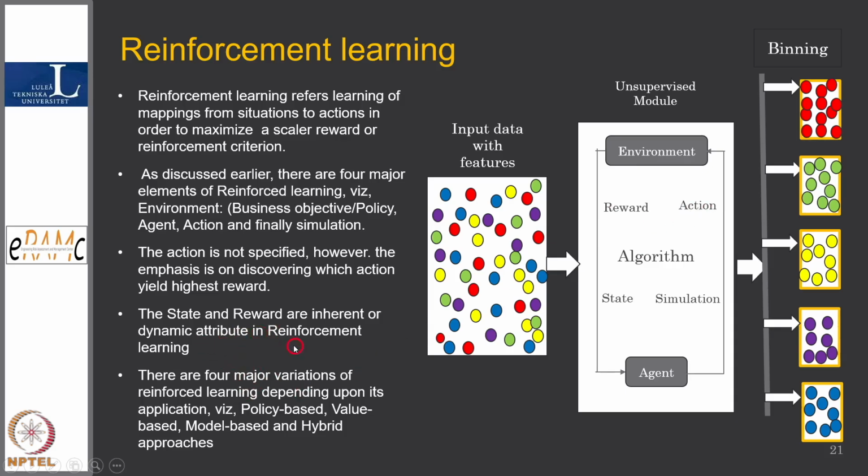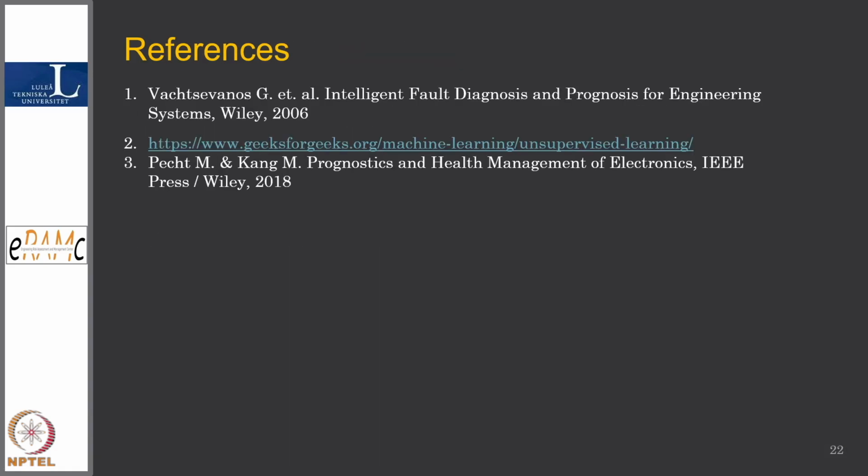The state and reward are inherent to dynamic distribution in reinforced learning. Obviously, there are four major variations of reinforced learning: policy based, value based, model based, and hybrid approaches, because of how you decide the reward. So these are the four elements, and this is a short description of reinforcement learning.